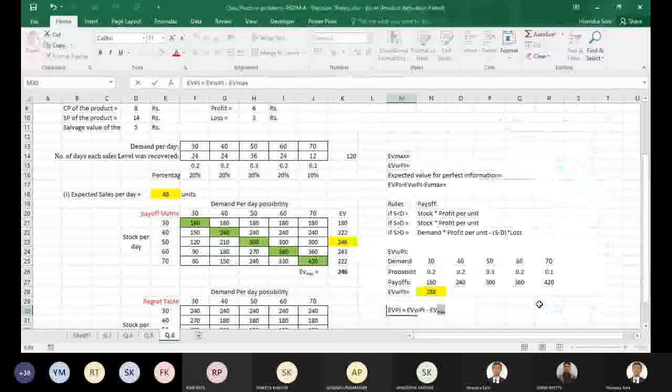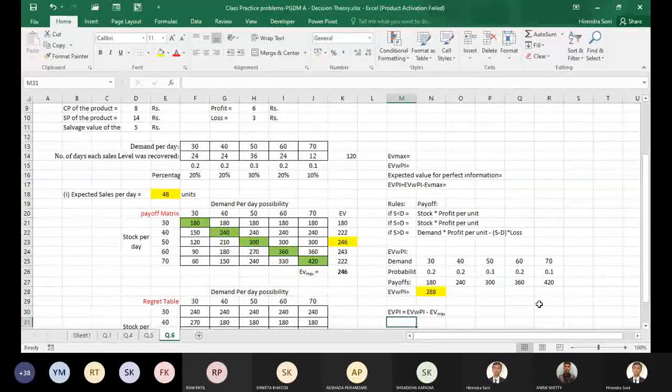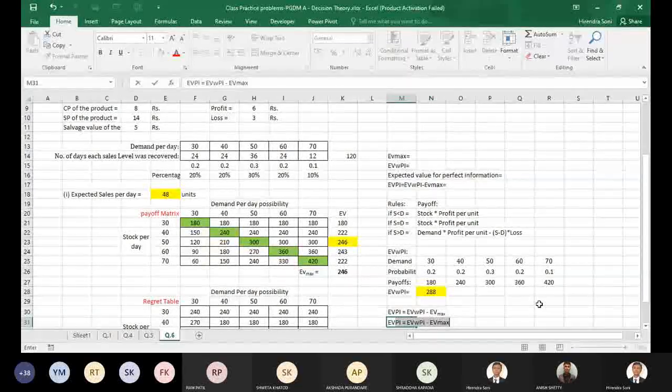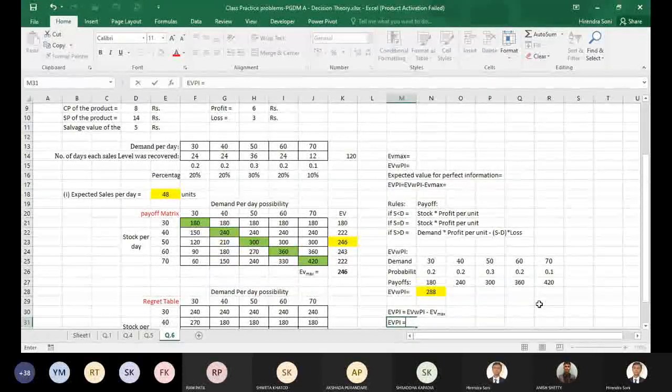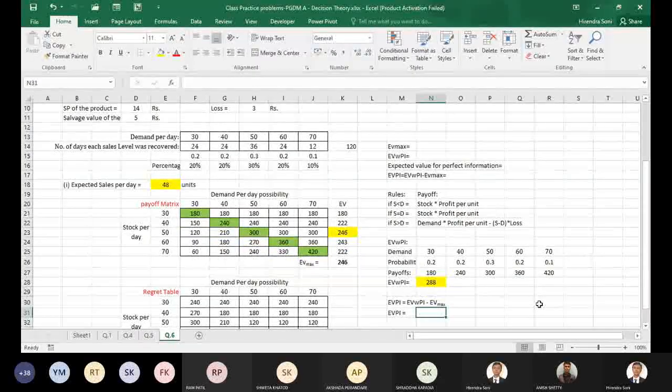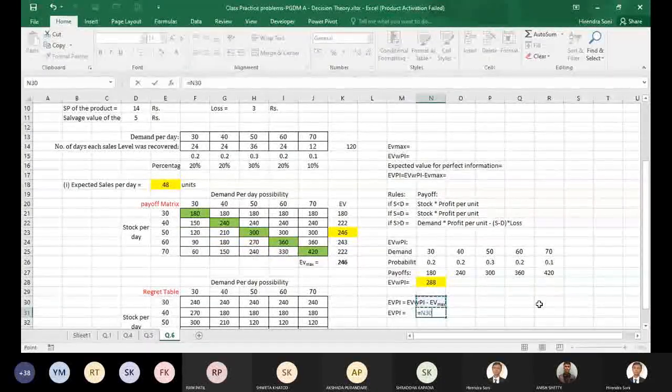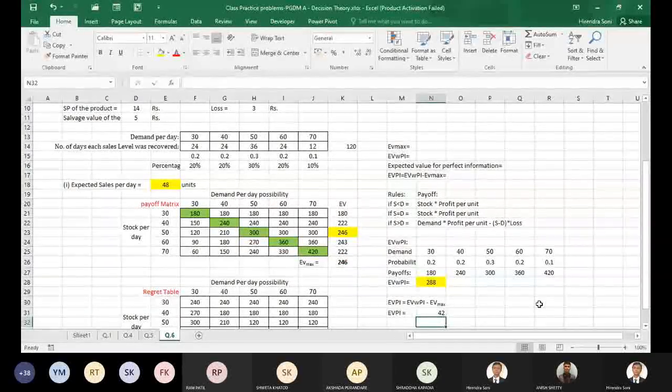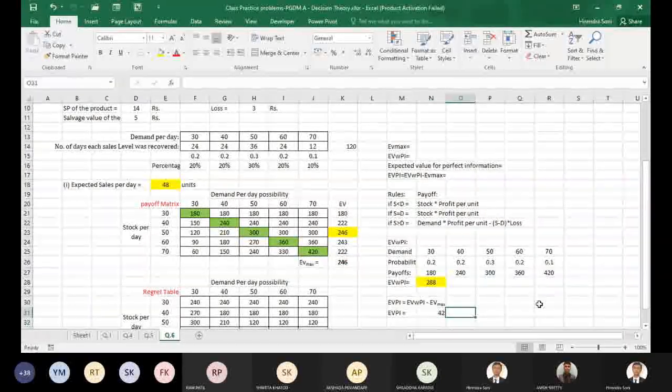कितना आप एक्स्ट्रा पे करोगे फॉर परफेक्ट इंफॉर्मेशन? So therefore your EVPI will be equal to कितना आएगा? 288 minus going up to this. Yes, sir. Yes, sir.